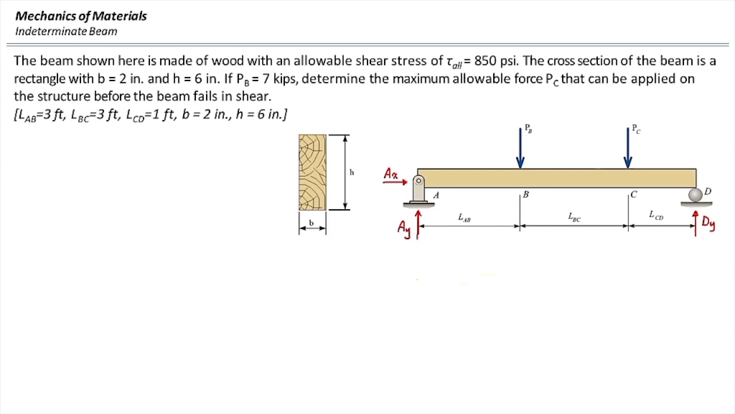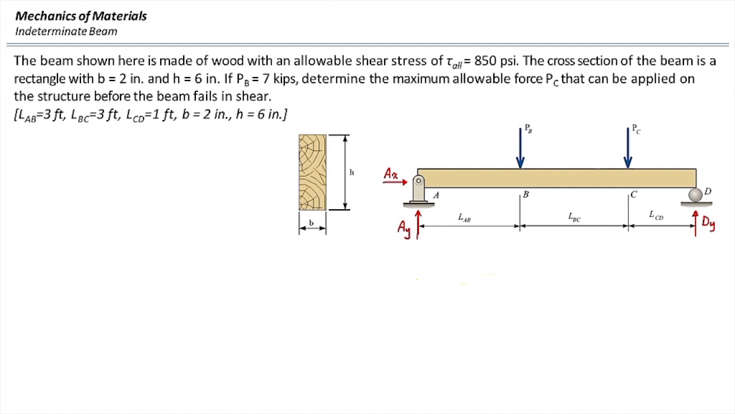A simply supported beam is subjected to two forces. P_B is equal to 7 kips. P_C is unknown. We are looking for that. This beam is made of wood with the allowable shear stress of 850 psi. The cross-section of the beam is a rectangle with a width of 2 inches and height of 6 inches.